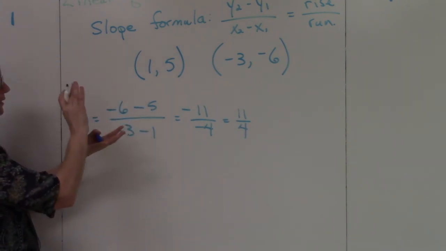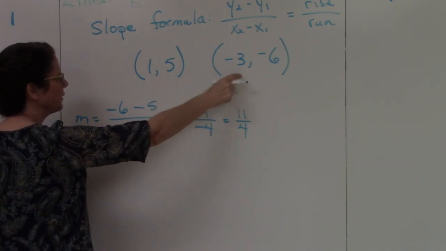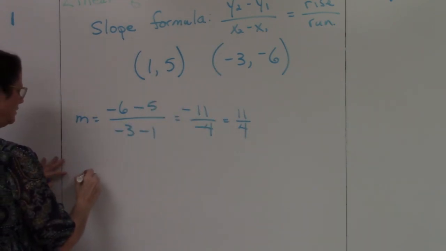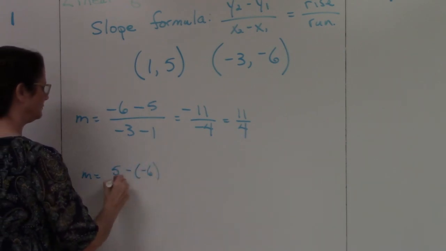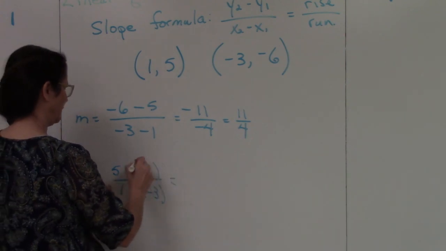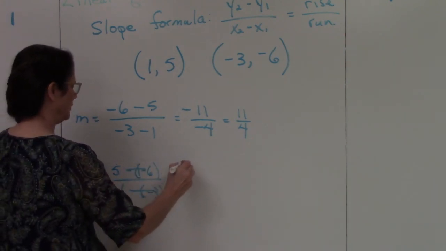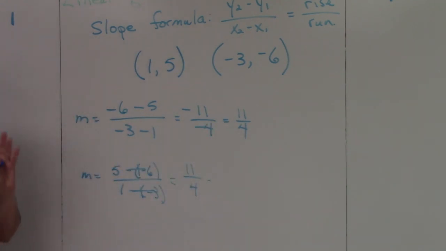If I were to flip this and use this as my second set and this is my first set, it would look like this: 5 minus a -6 over 1 minus a -3. I'd end up with double negatives again, so I end up with 11 over 4. Exact same thing. Okay, so it does not matter which set you use, just be consistent.